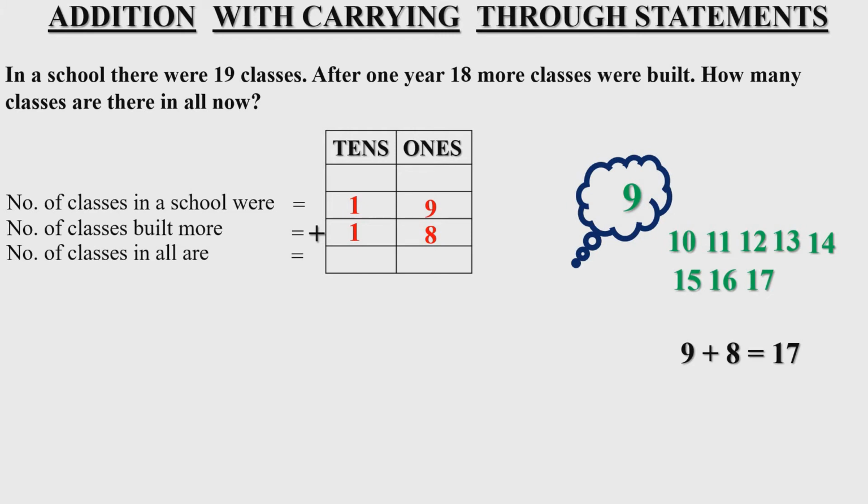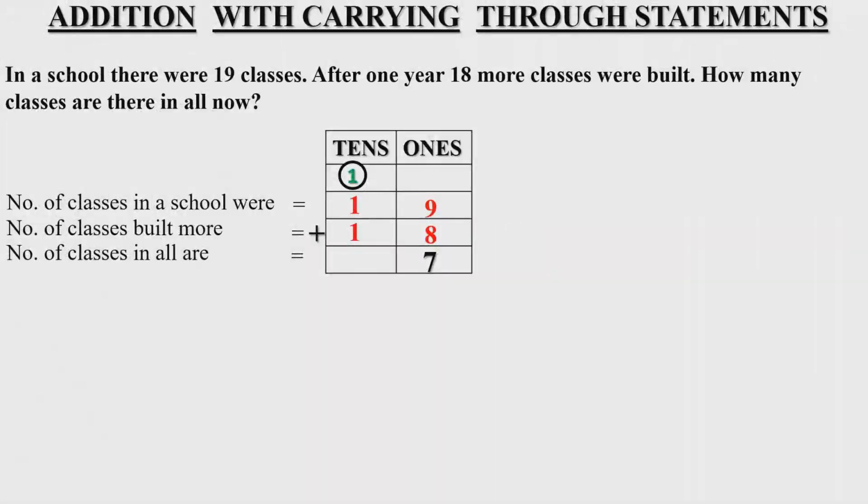As 17 is a two-digit number, so write down 7 in ones column and carry over 1 to the tens column. Now we will add the tens column digits, including the carried number. The tens column digits are 1 plus 1. We will also add carried number 1. So 1 plus 1 is equal to 2 and 2 plus 1 carried number is equal to 3. So write down 3 in tens column. In answer we get number of total classes in school are 37.